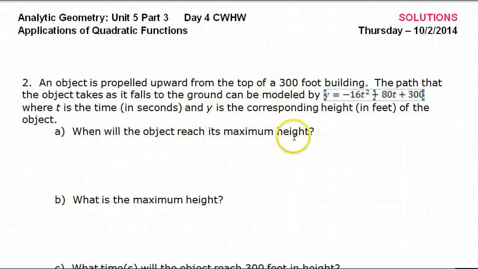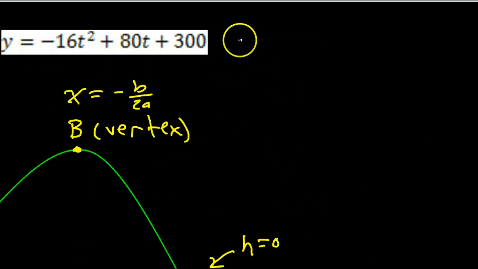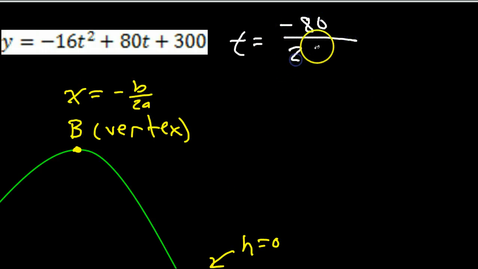Okay, so when will the object reach its maximum height? As soon as you see that they're asking about the maximum height, then you know we're talking about point B, the vertex. So to find the vertex, we start by doing opposite of b over 2a. That will give us the x value of the vertex. Well, in this case, the t value of the vertex. So let's do that. t will equal the opposite of b over 2a. So that's negative 80 over 2 times negative 16.